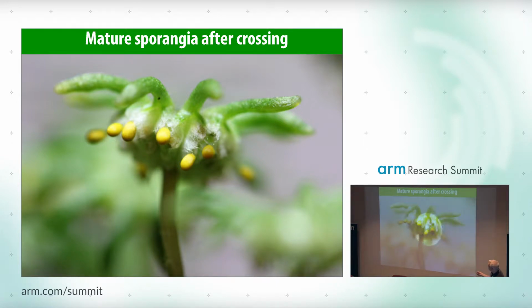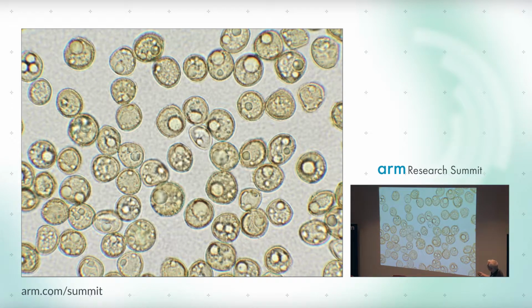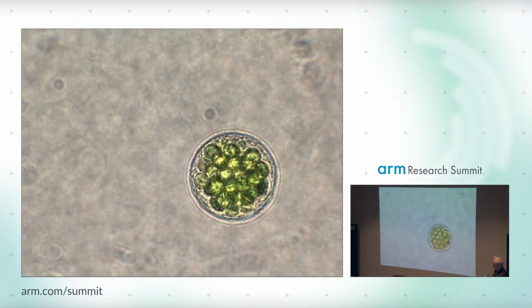So each one of these little yellow structures here is a package of spores which contain these single cells, which look like this. So there's something like 250,000 of these single cells inside those spore capsules. And when we think of seeds, this is the equivalent in lower plants, where they'll cross and they make millions of progeny. And that's how they manage to get around, of course. They propagate.